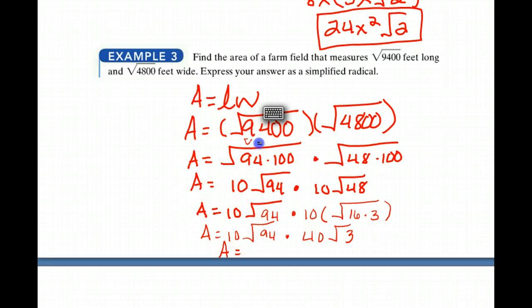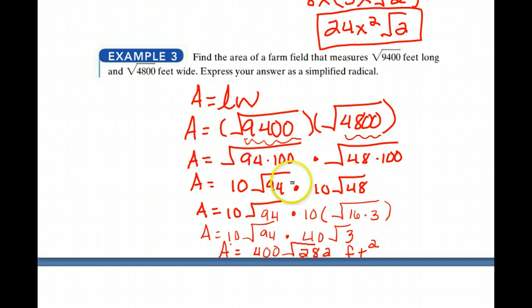If you had started by multiplying 9,400 times 4,800, it would have been very difficult for you to simplify that radical. But if you simplify it first and then use the multiplication rule, it has now become much easier for you to ensure that you have the final correct answer. So we simply have to do 10 times 40, which is 400, and 94 times 3, which is 282, and that is area, so that is square feet.